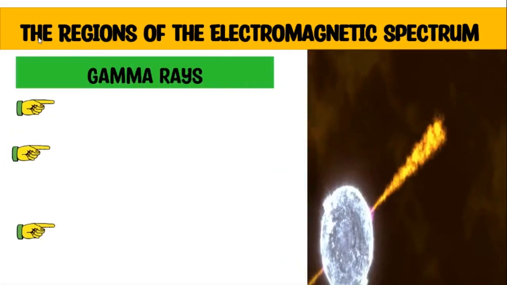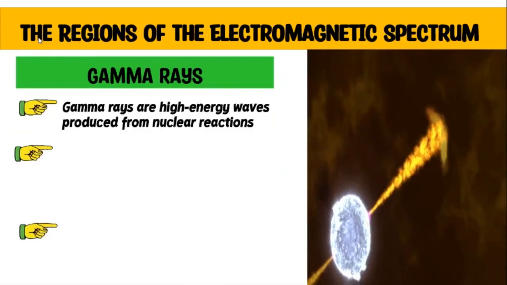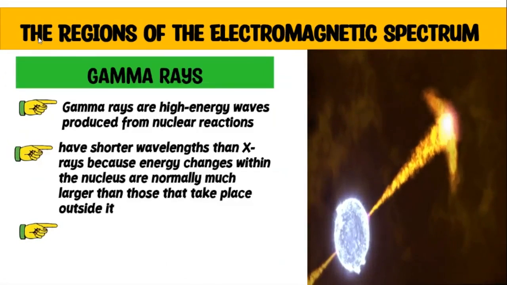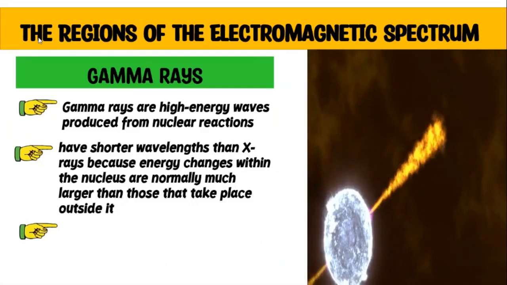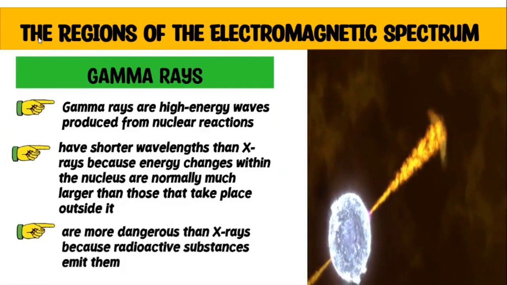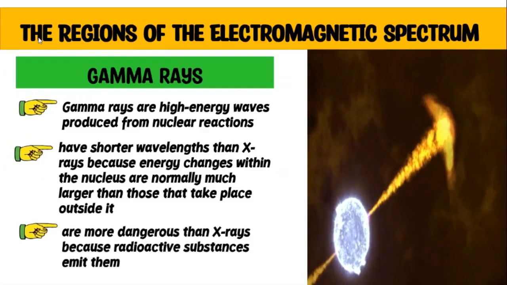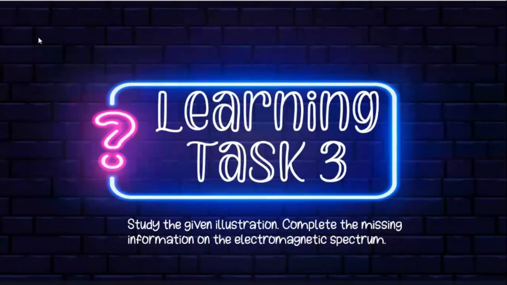And last, we have the gamma rays. The gamma rays are high-energy waves produced from nuclear reactions. They have shorter wavelengths than X-rays because energy changes within the nucleus are normally much larger than those that take place outside here. They are more dangerous than X-rays because radioactive substances emit them. For your learning task 3, study the given illustration and complete the missing information on the electromagnetic spectrum.